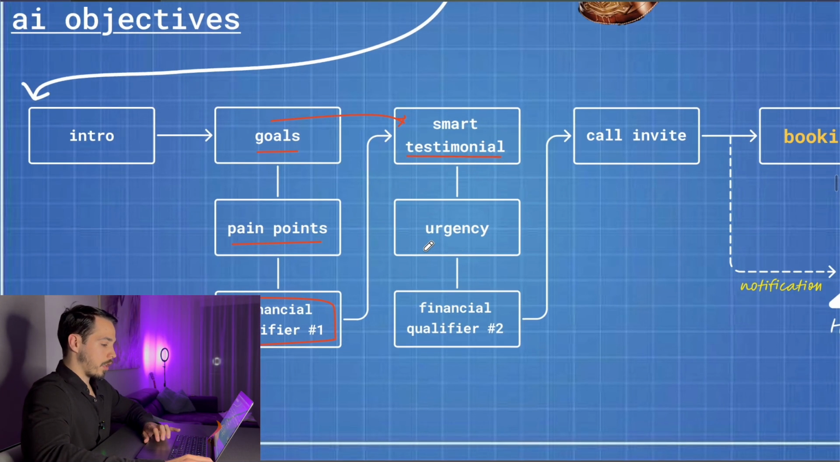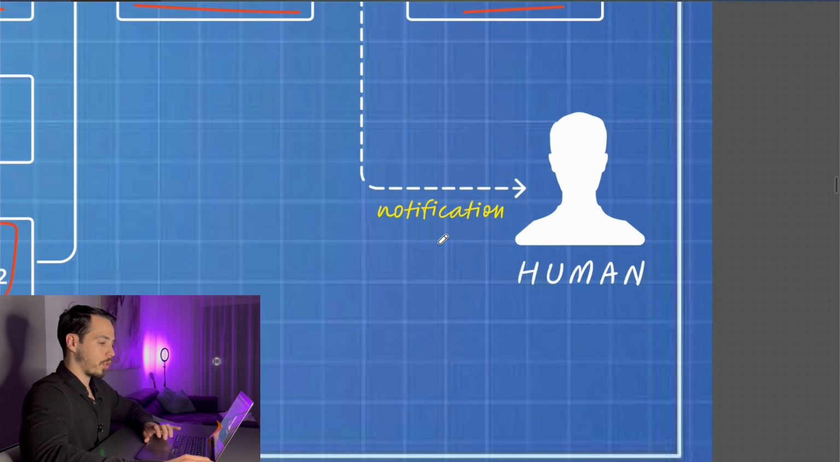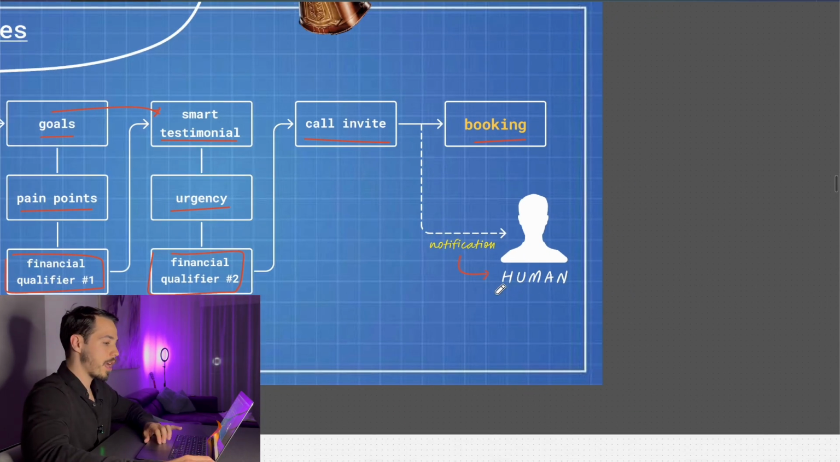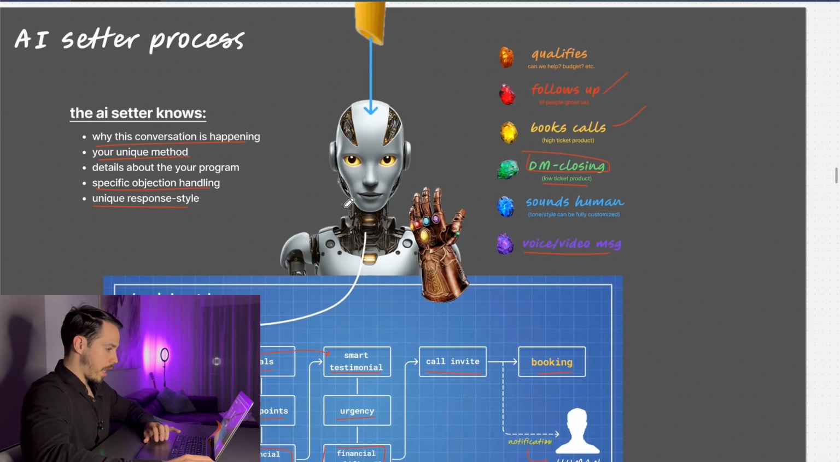We can send them a relevant case study based on the goals and the pain points that they mentioned, and create some urgency, qualify them further, do a little bit more strictly, do they have the money, can they invest in themselves right now, etc., and then invite them for a call and then book them in, and also notify you or your setter or your VA to verify these leads before the call actually happens. So this is what the AI setter does.